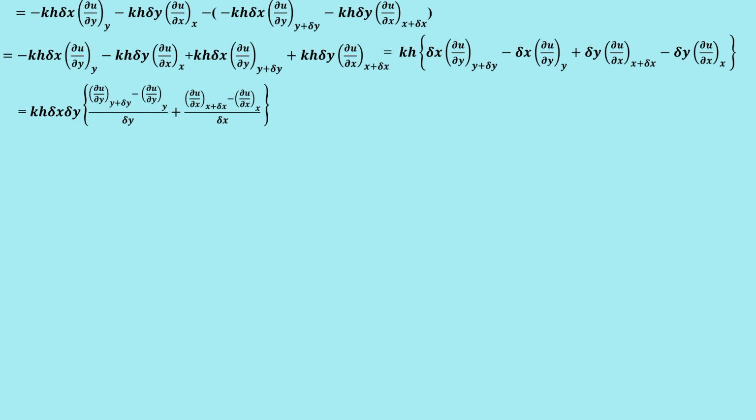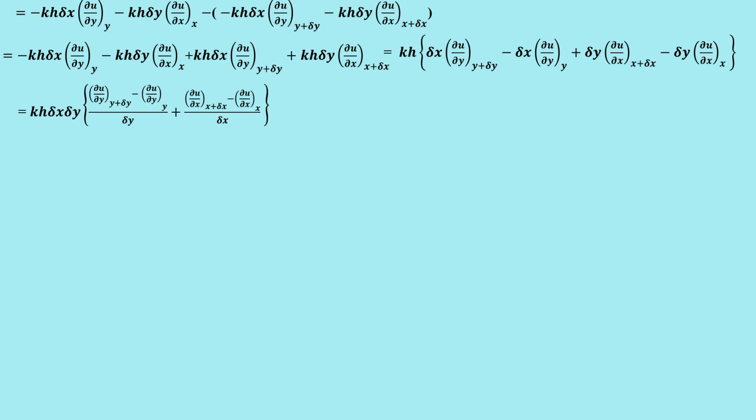Now k h del x del y, we are taking del x del y outside, so we will get the first term ∂u/∂x, already del x is there, so del y is not there. For the first two terms, del x is there, del y is not there, so divided by del y, so ∂u/∂y at y plus del y minus ∂u/∂y at y, whole divided by del y.